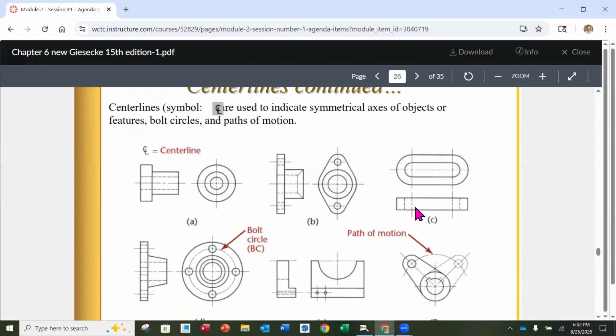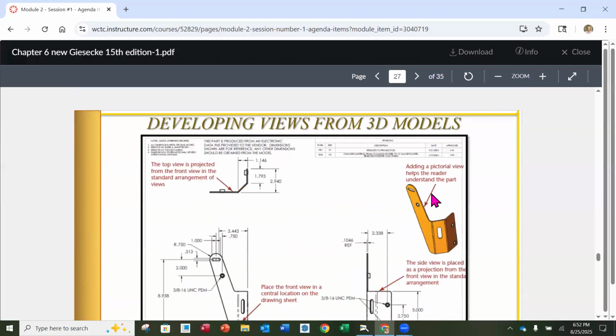What is nice is we have an automatic way of doing it. You don't have to manually draw them in AutoCAD. So I'll be showing you that command when we get there.